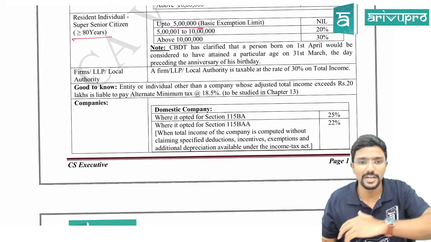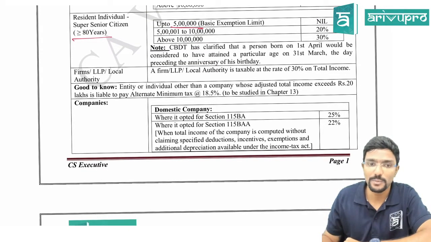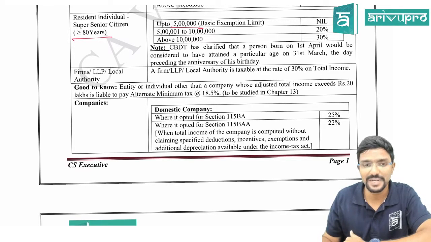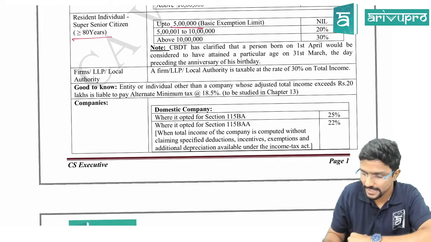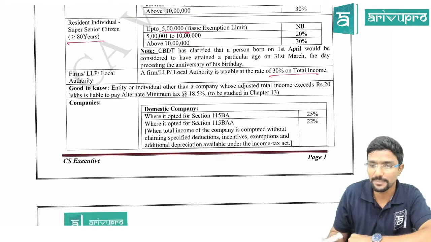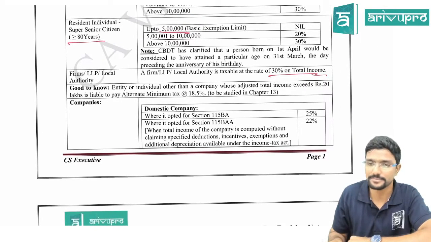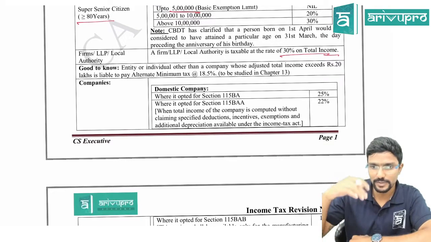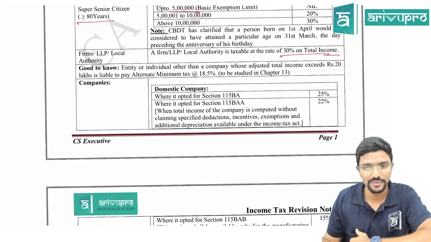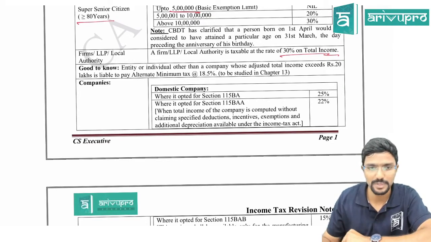Then second category of people. In case of firms, LLP means limited liability partnership, local authority, the tax rate is 30%, that is a flat rate, 30% of total income straight away. For the above two categories of people, whatever we have seen till now, there is something called alternate minimum tax which is applicable, which we will be seeing in chapter 13. So as of now, don't break your head with respect to alternate minimum tax.